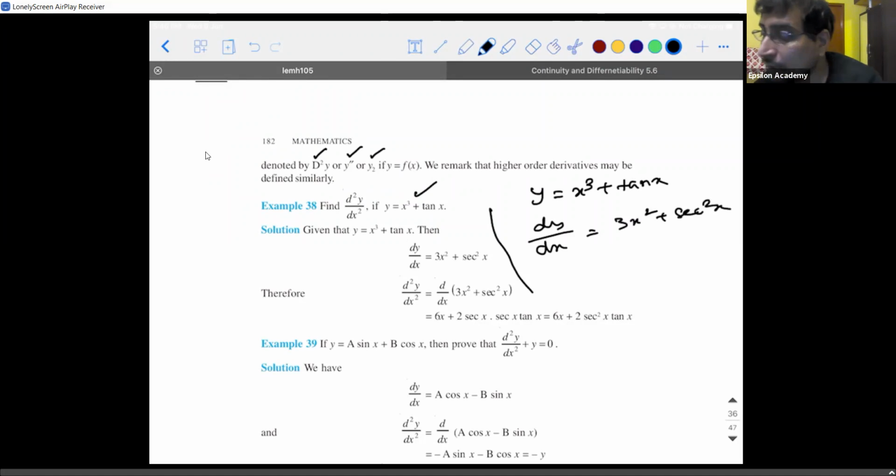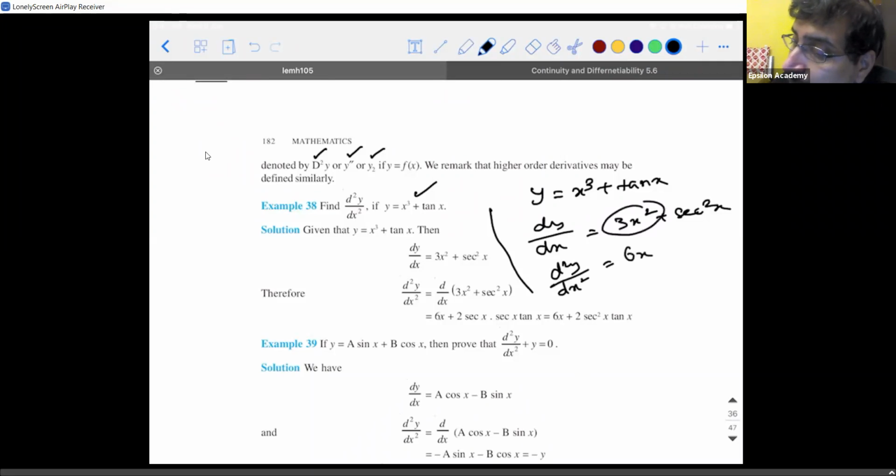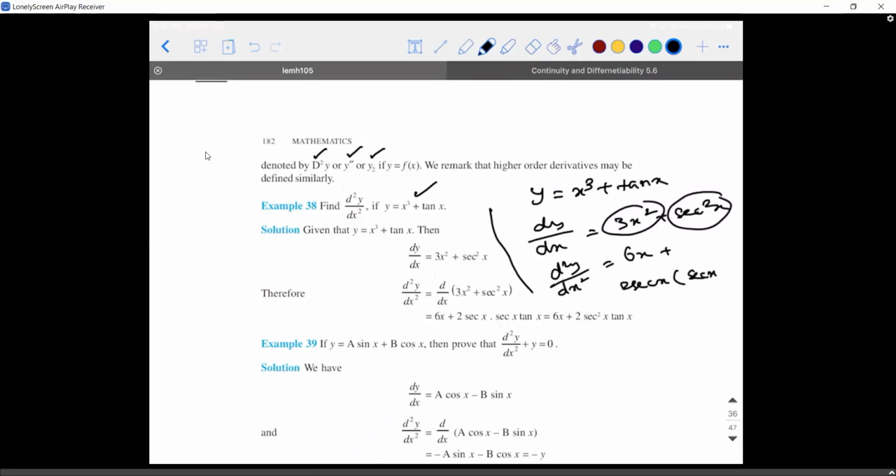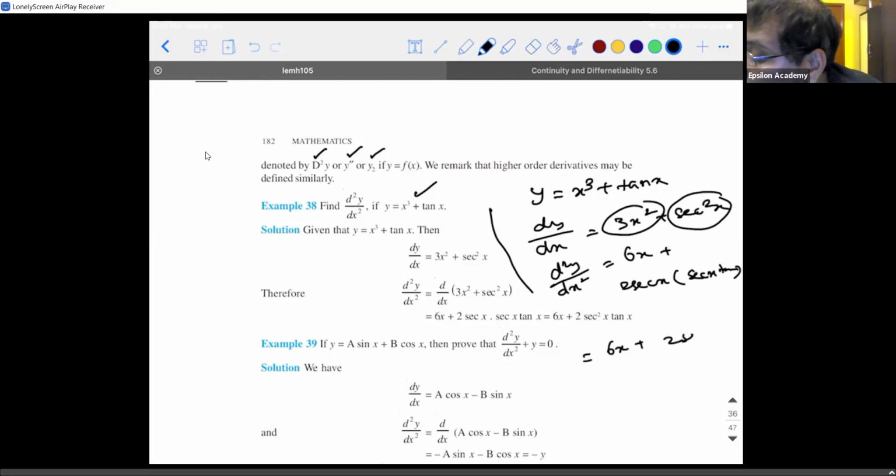Now they're asking what is d square y by dx square. What is the answer? The derivative of 3x square is 6x. The derivative of secant square x is 2 secant x into secant x tan x. Very good. That is going to give you 6x plus 2 secant square x tan x. That's it. This is what we call the second order derivative.